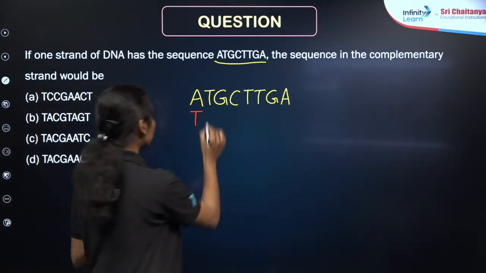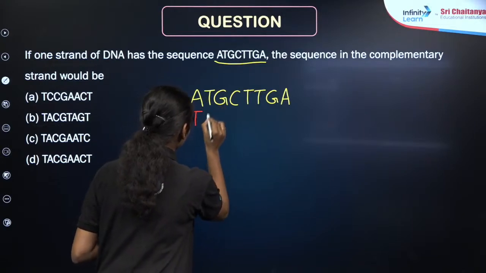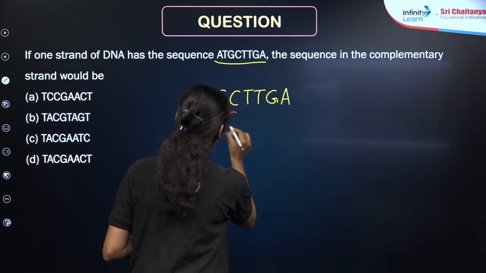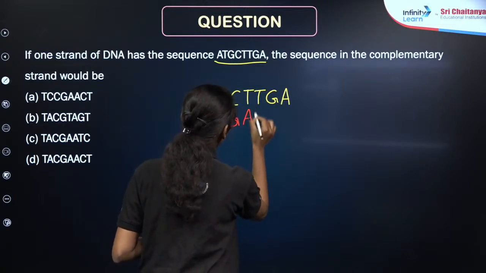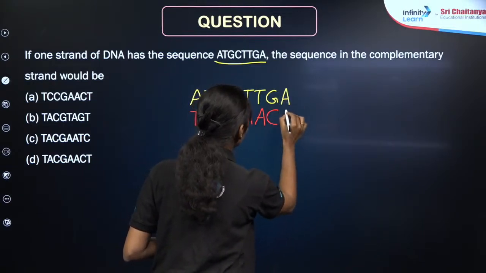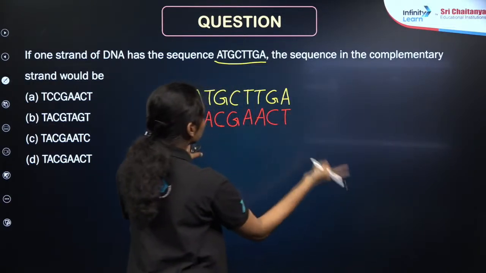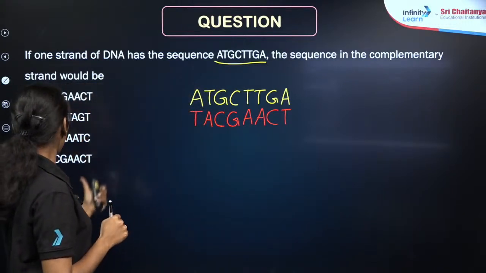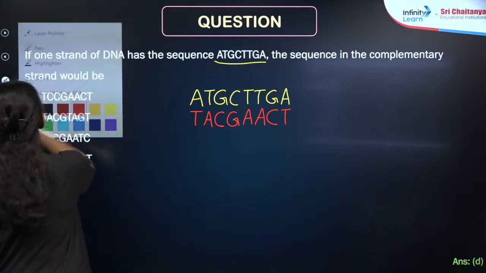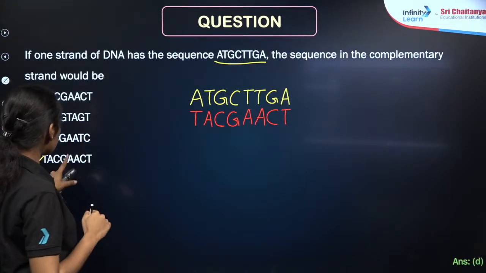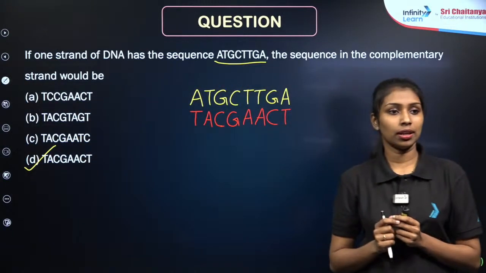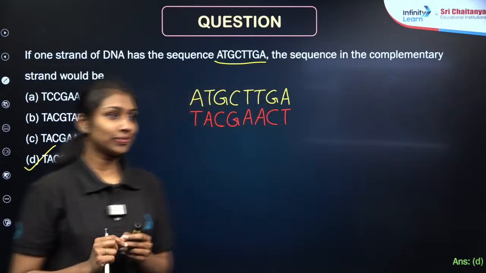Adenine with thymine, right? So adenine with thymine, then thymine with adenine, guanine with cytosine, abbreviated as C, cytosine with guanine, then again thymine with adenine, guanine with cytosine, and last one adenine with thymine, right? So this will be our complementary strand. You have to check against the options to find the correct answer. You can see that option D will be the correct answer here, that is TACGAACT, right? So this will be the complementary strand. Yes, correct, Subhash.